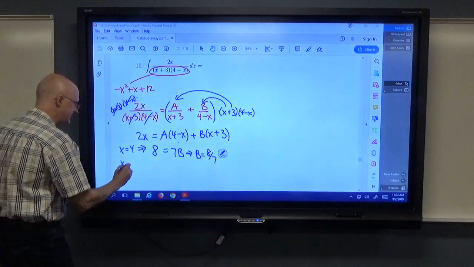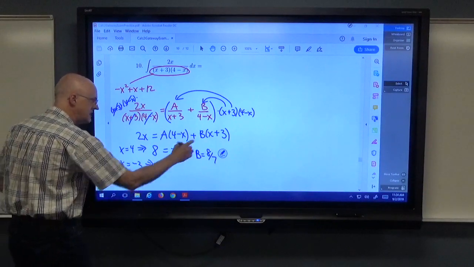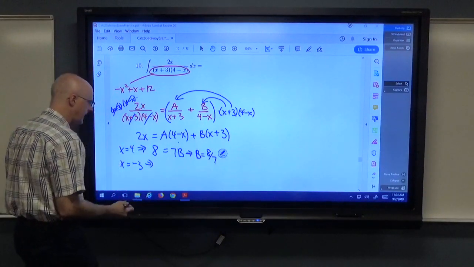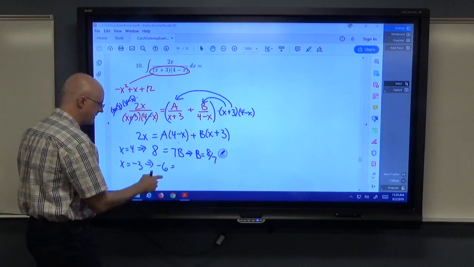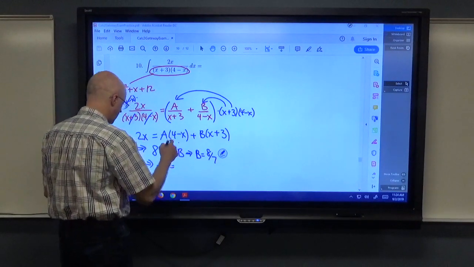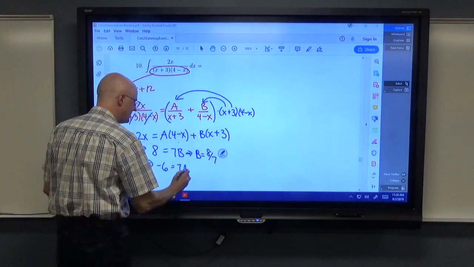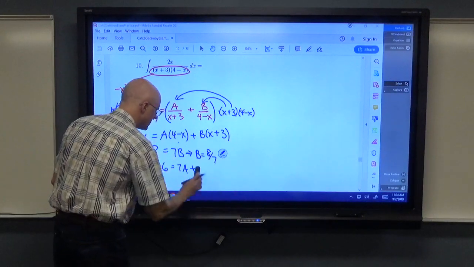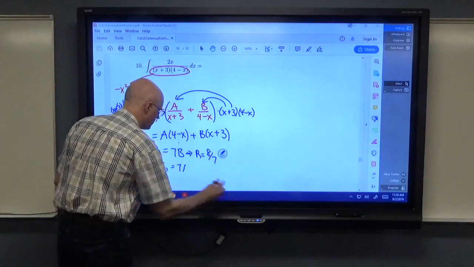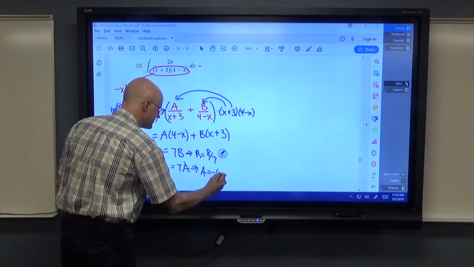If I plug in x equals -3, that's going to make the b term go away, and I'm going to be able to solve for a. -3 there, 2 times -3 is -6. 4 minus -3 is 4 plus 3. I get a 7 there as well. And the b term goes away. So a can be solved for now. A is going to be -6/7.